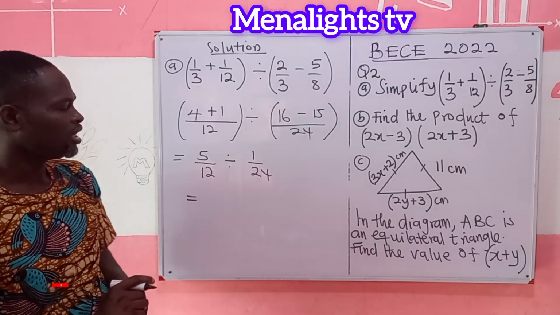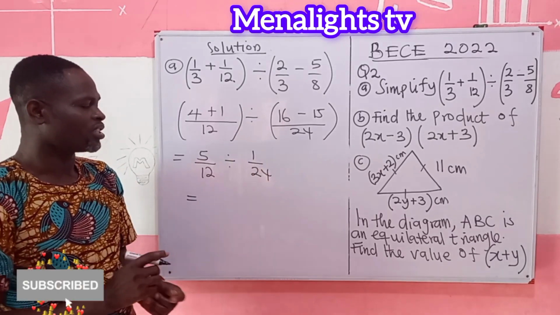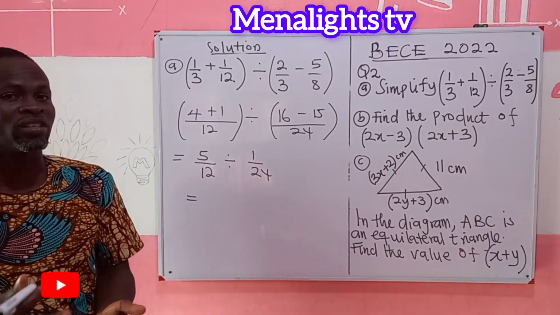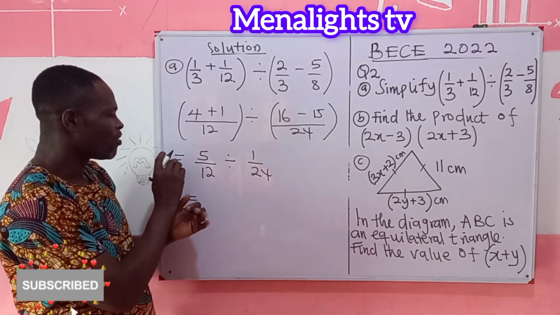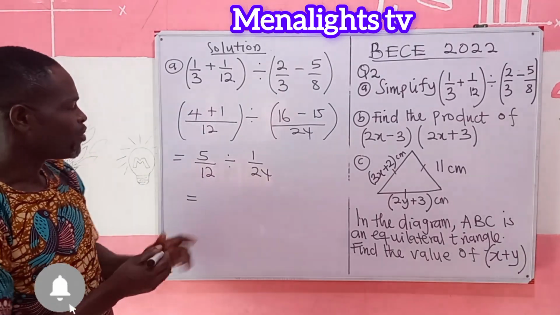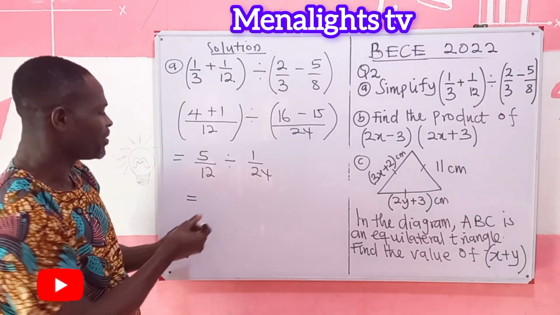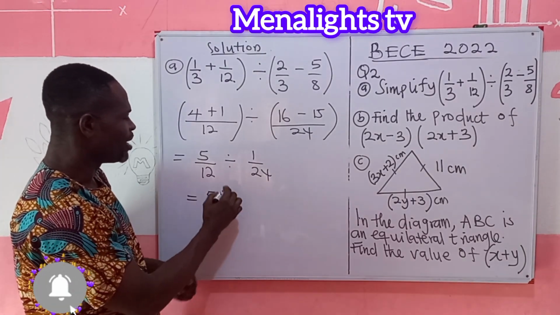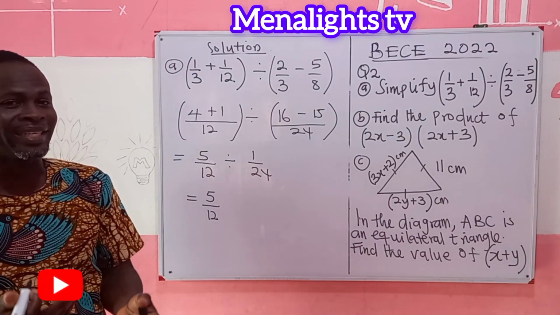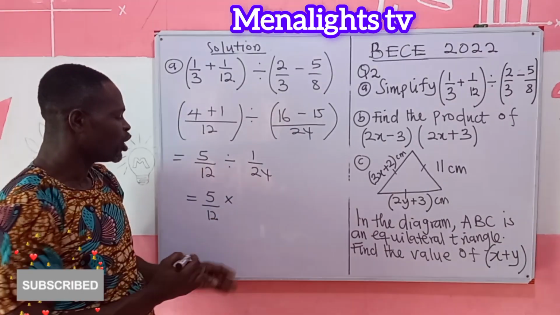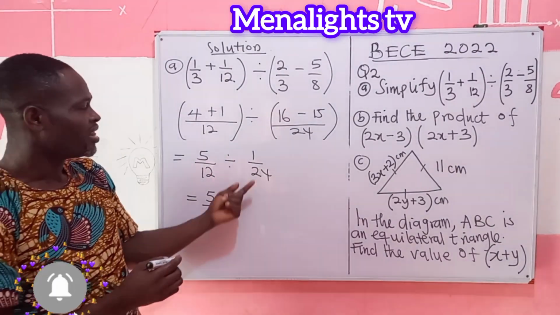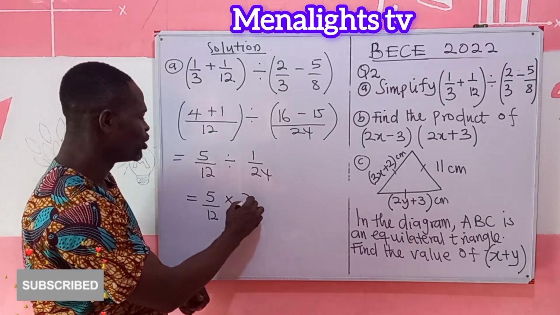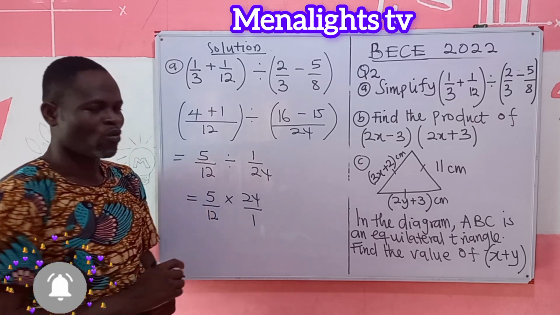So we continue. For us to divide this fraction, we want to take away the division and then introduce multiplication. So for us to do that, the first thing we have to do is maintain the first fraction. So the first fraction, that is 5 over 12. Then we change the division to multiplication, so times. The moment we change the division to multiplication, then we change the position of the numerator and the denominator here. So it becomes 24 over 1.